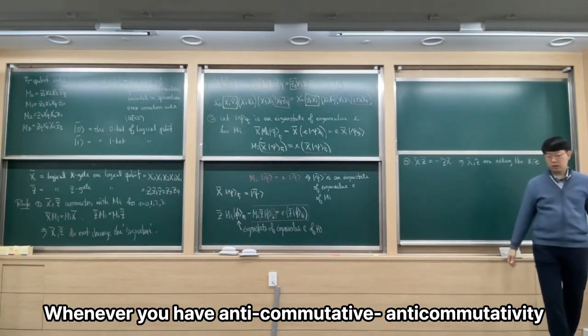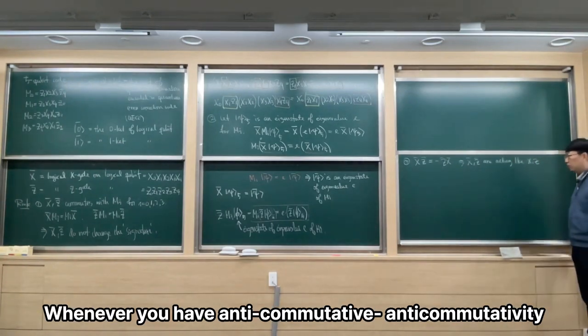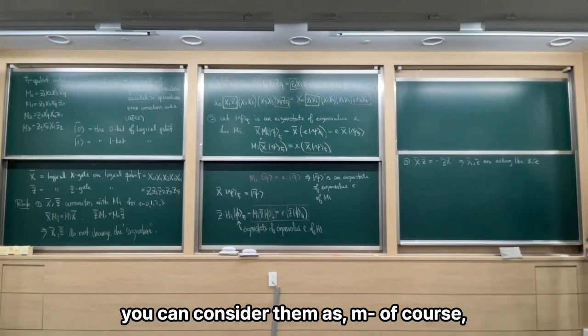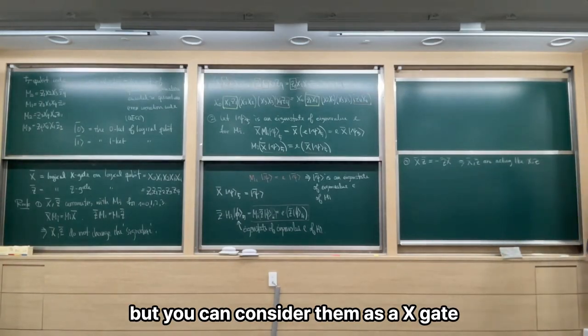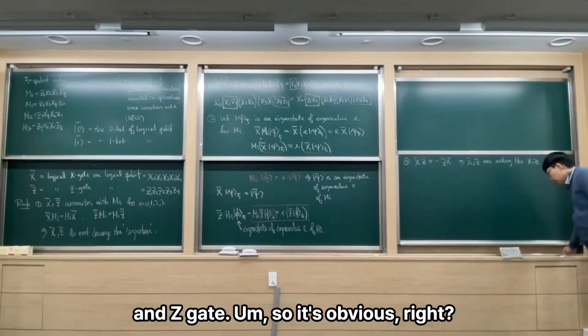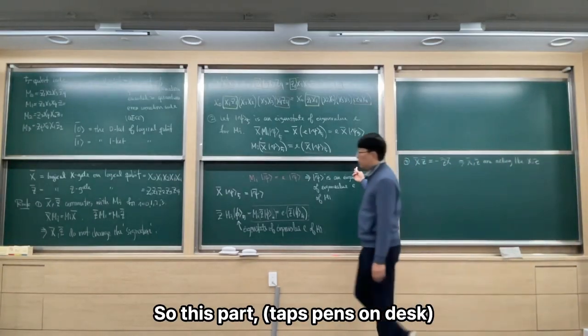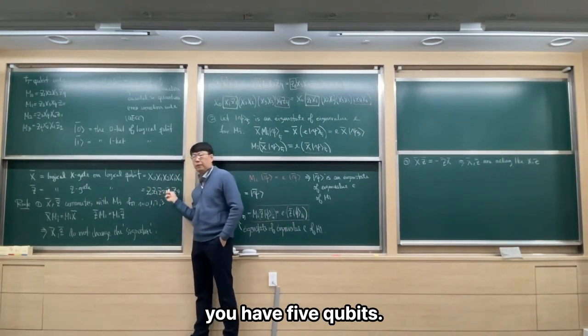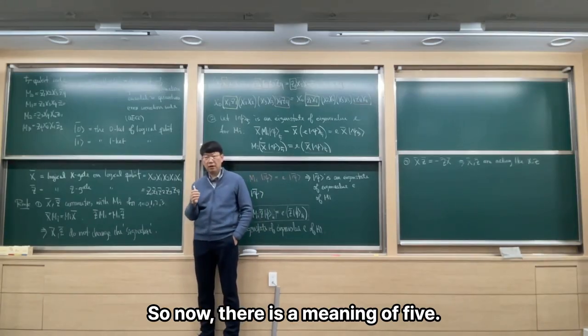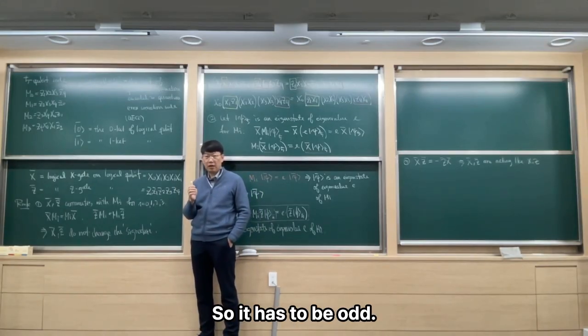Whenever you have an anti-commutativity between two gates, of course there's some more, but you can consider them as an x gate and z gate. So it's obvious, right? So in this part, you have 5 qubits. So now there's the meaning of 5. It has to be odd.